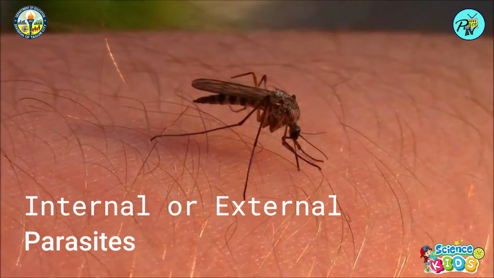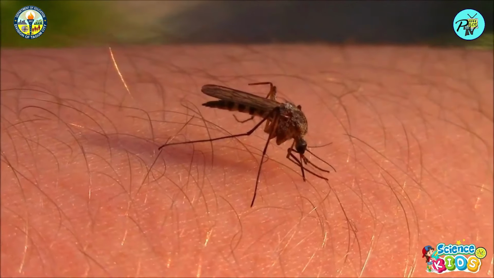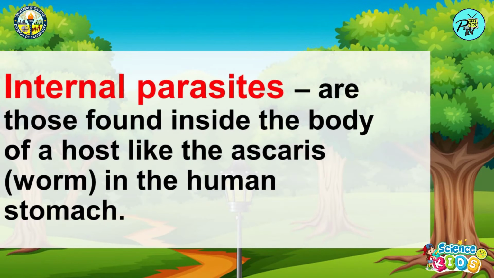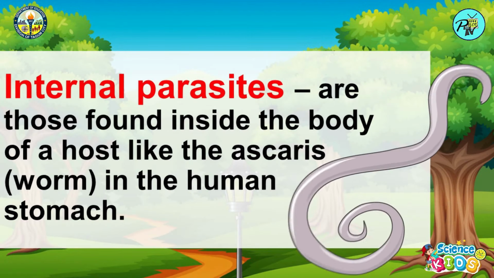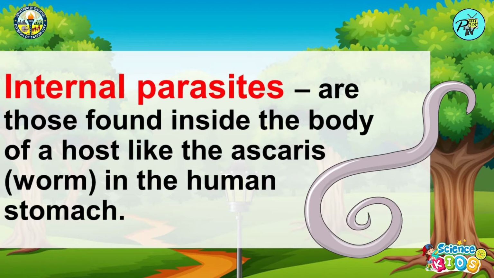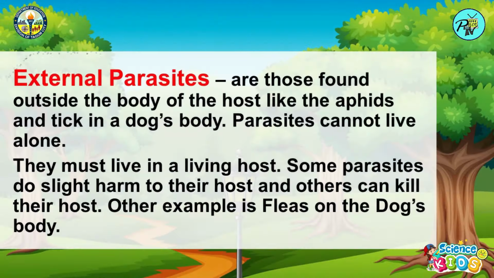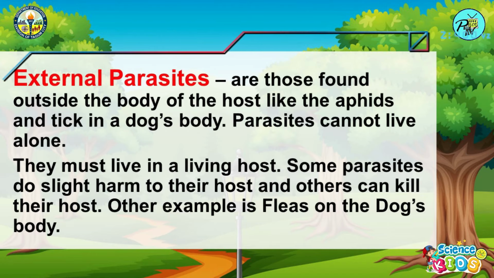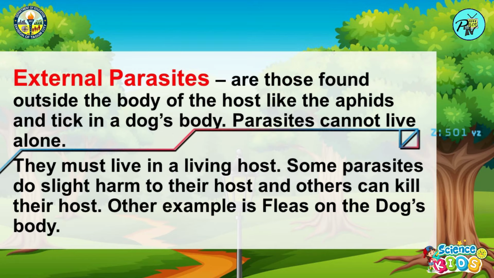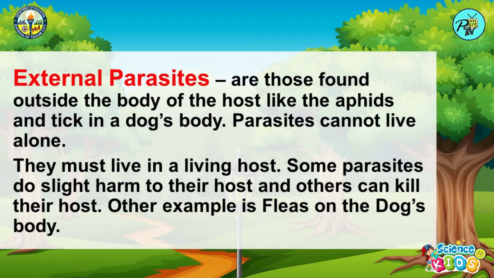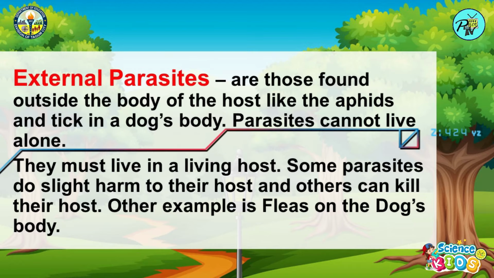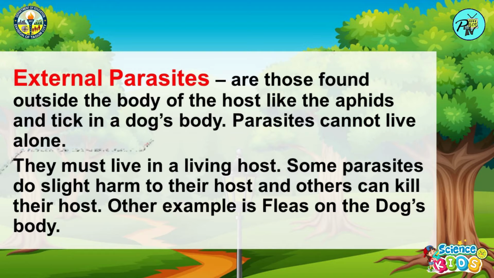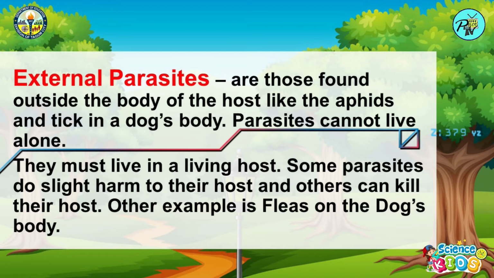Parasites could be internal or external parasites. The internal parasites are those found inside the body of a host, like the ascaris, a type of worm, in the human stomach. While external parasites are those found outside the body of the host, like aphids and ticks on a dog's body. Parasites are dependent on a living host. They must live in a living host. Some parasites do slight harm to their host, and others even kill their host. Other example is fleas sucking on the dog's body.